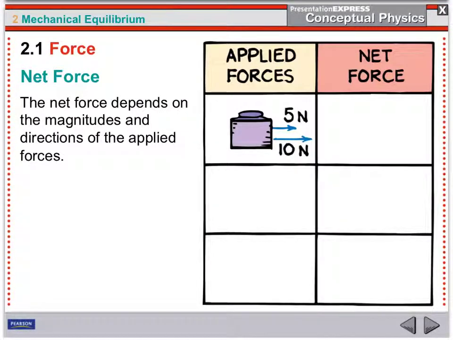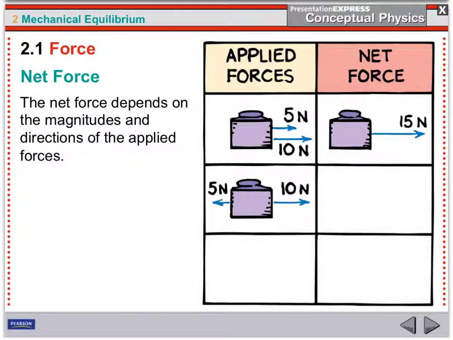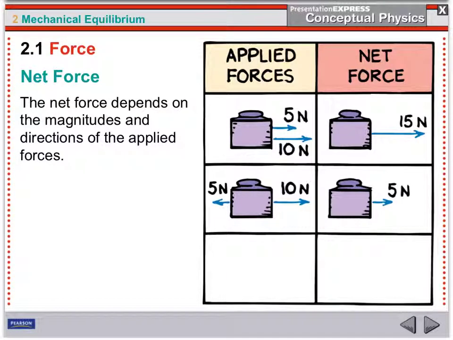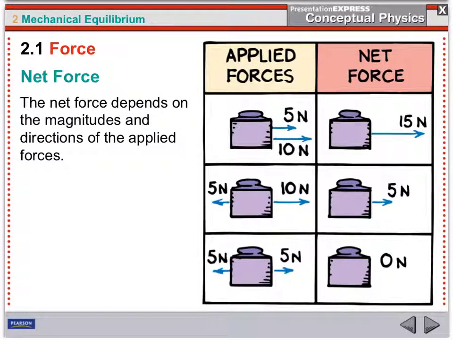If we have multiple forces, we can simply add or subtract them. So for instance here, we've got two forces, the 5 and the 10, so the overall force is going to be 15, as you can see here. Or if they're in opposite directions, we're going to subtract and end up with a net force of just 5 newtons. Or if they were in opposite directions and exactly equal, you'd end up with a force of 0.